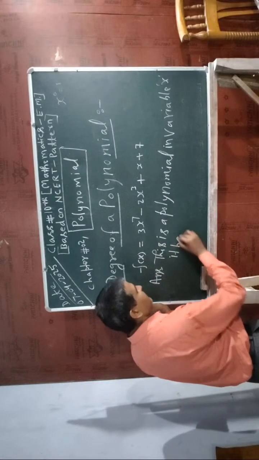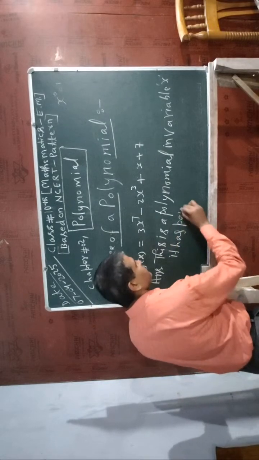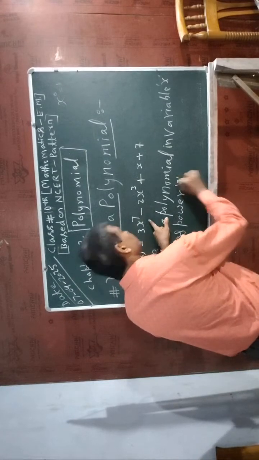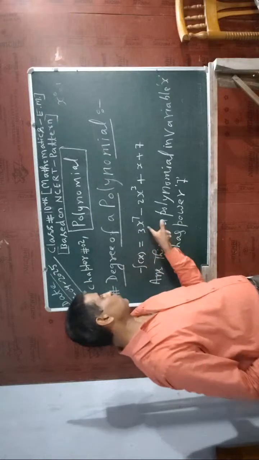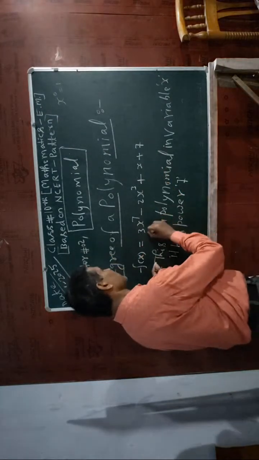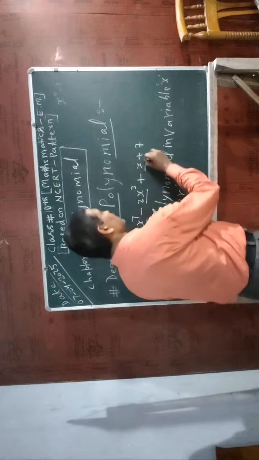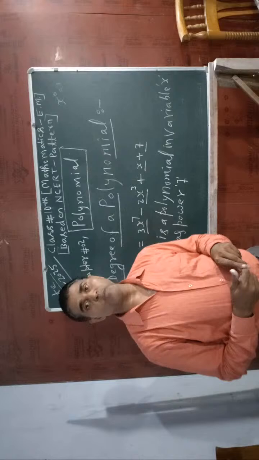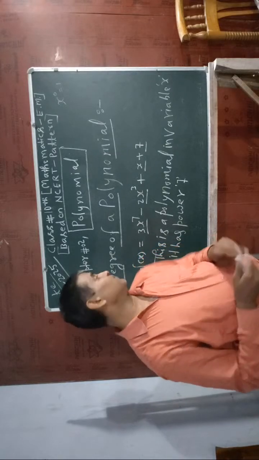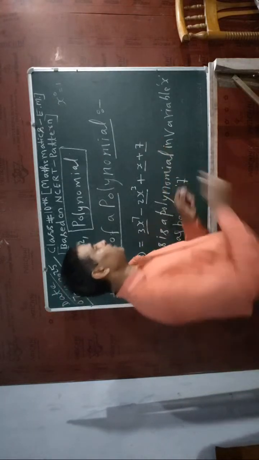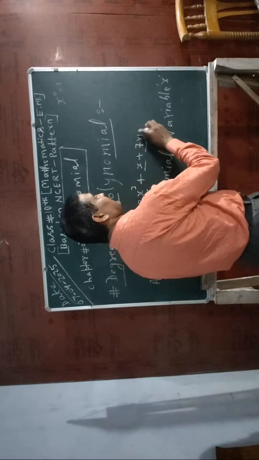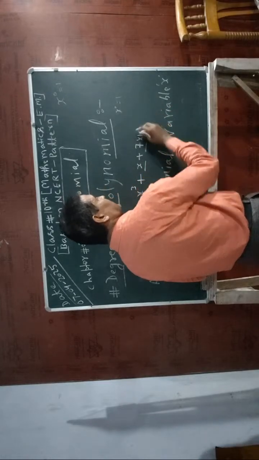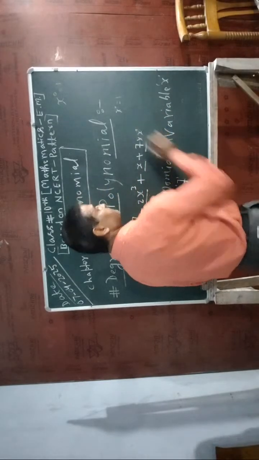It has power 7, because this polynomial has four terms: one term, second term, third term, and fourth term. So you have to write the degree of the polynomial as the maximum power of the variable. Here the maximum power of the variable is 7, and in the place of 1 you can put x to the power 0.